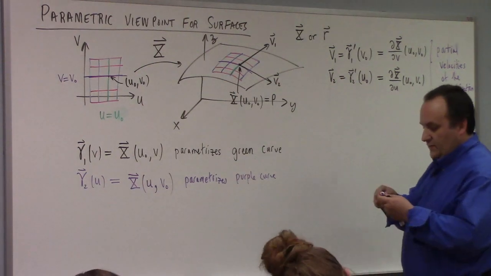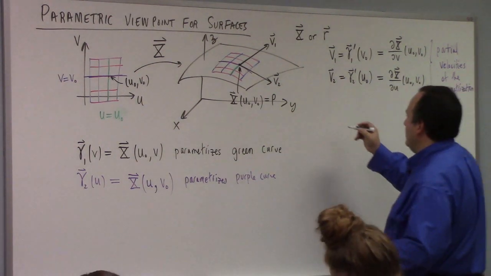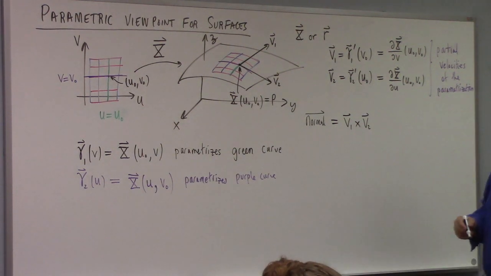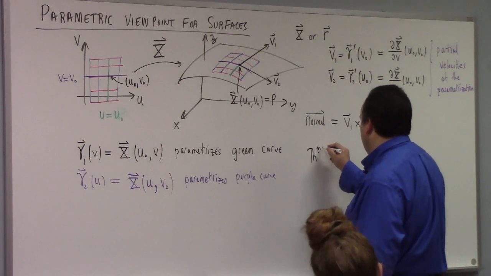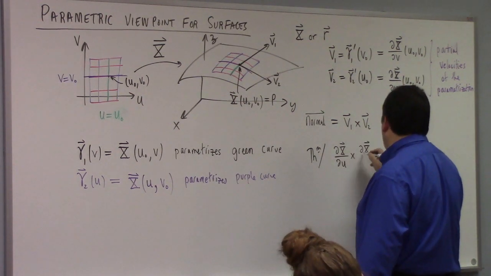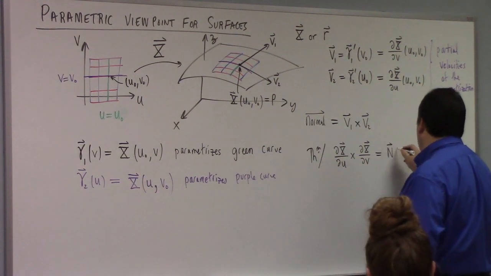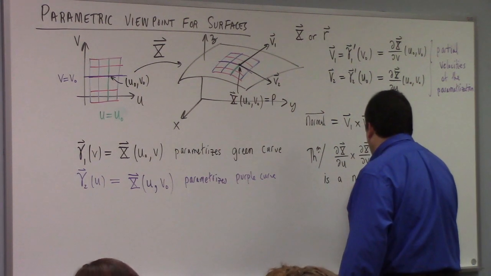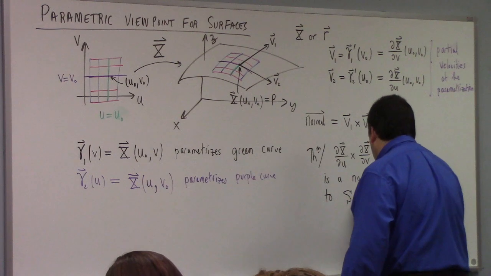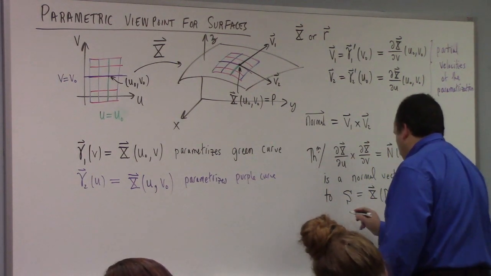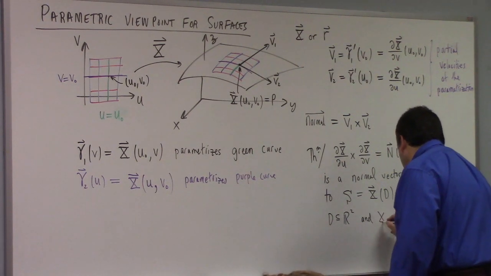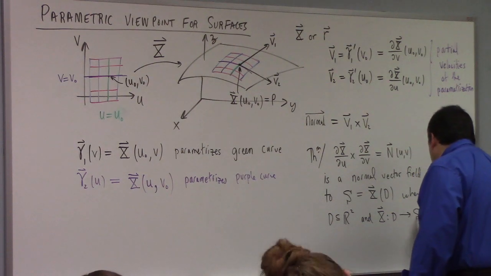So V1, and what's the normal? You've got V1 and V2, so the normal vector would be V1 cross V2, right? So let me put this all together. Here's the theorem. Partial x, partial u cross partial x, partial v equals N of (u, v), a normal vector field to S, which is equal to, let's say, x of D, where D is a subset of R2, the so-called parameter space, and x is the mapping from D to S, which is a subset of R3.